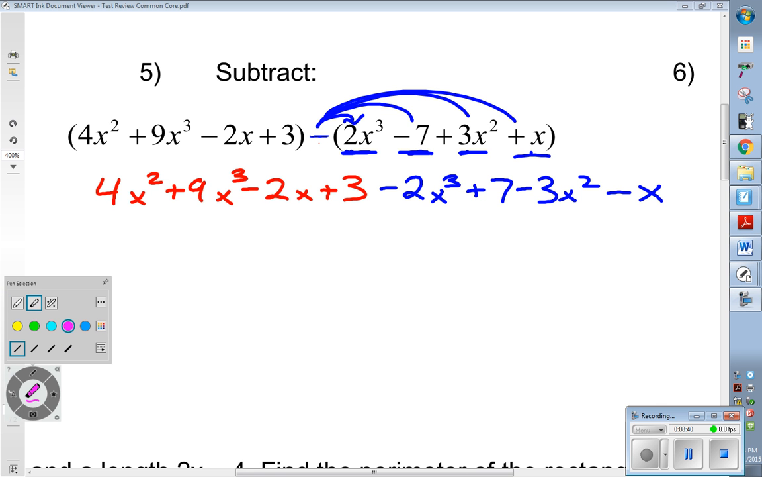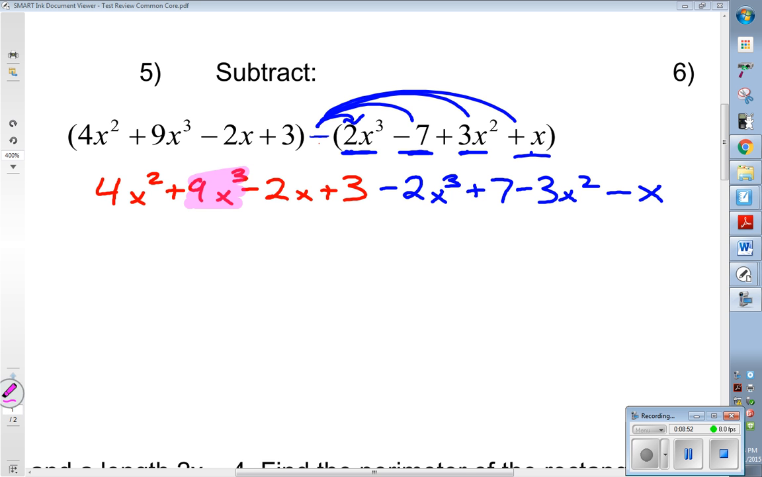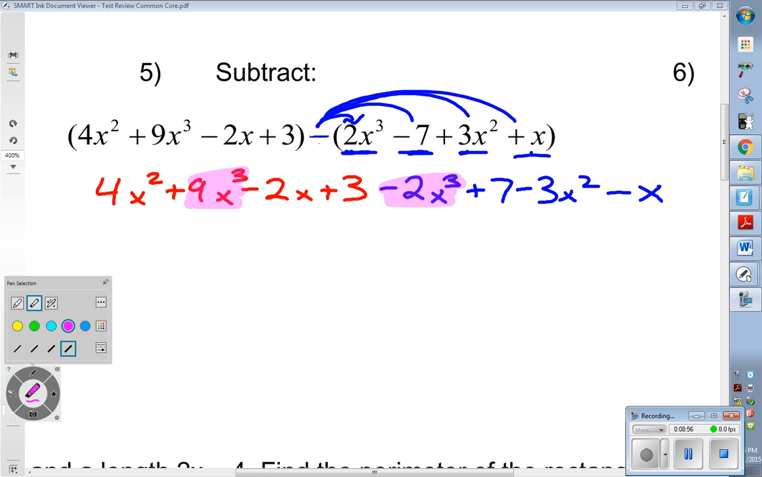That wasn't too bad. Now the final thing I'm going to do is combine like terms. I always like to start with the biggest one. So I've got a 9x cubed. I'm going to look at this problem and see if there's any other x cubes in it. Well, yeah, I've got one right here. I've got a negative 2x cubed. I'm going to combine the 2 things. 9x cubed minus 2x cubed is 7x cubed.